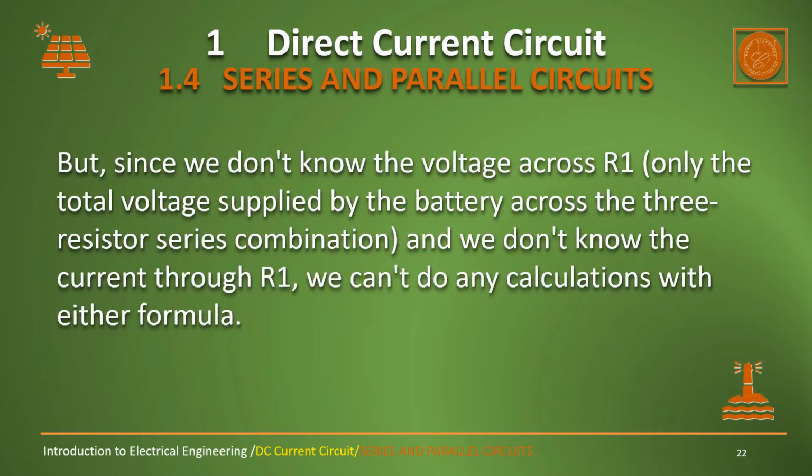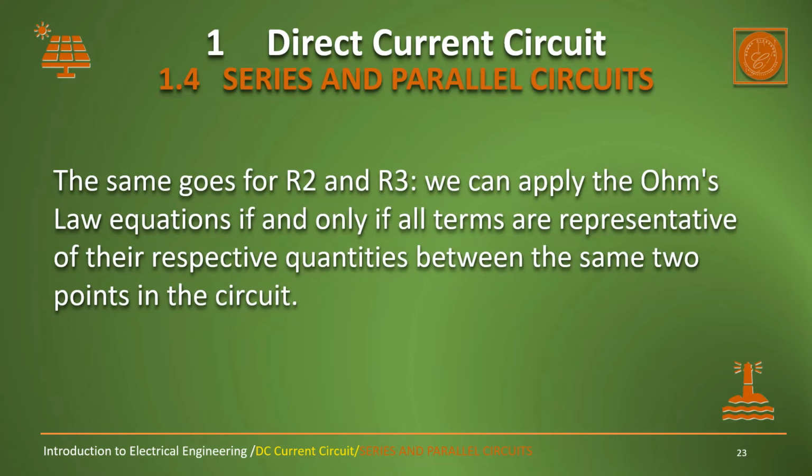But since we don't know the voltage across R1, only the total voltage supplied by the battery across the 3 resistors series combination, and we don't know the current through R1, we cannot do any calculations with either formula. The same goes for R2 and R3. We can apply the Ohm's law equations if and only if all terms are representative of their respective quantities between the same 2 points in the circuit.